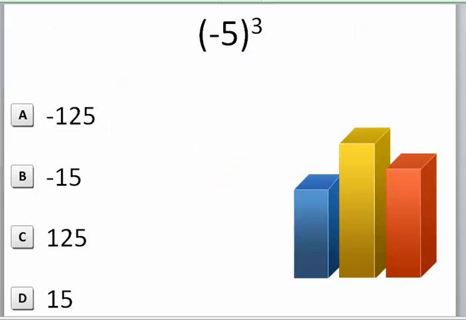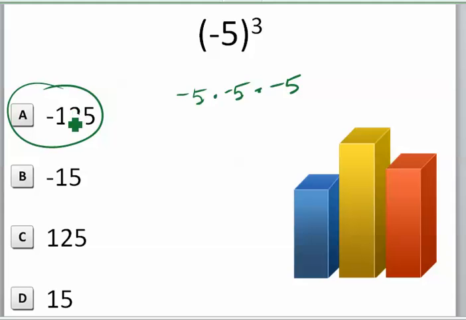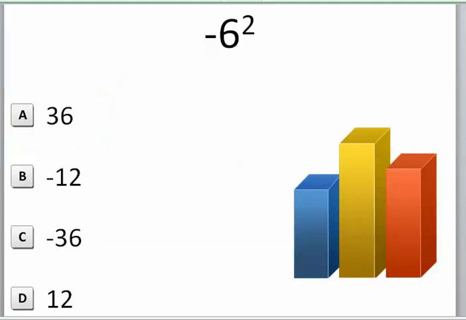Okay, so why don't you try this one on your own to see if you understand the reasoning behind it. Pause it if you need to. So my answer for this one would be negative 5 times negative 5 times negative 5. Negative times a negative times a negative is a negative 125. On the other hand, I have this one, which says negative 6 times 6. This one is also a negative answer of negative 36.